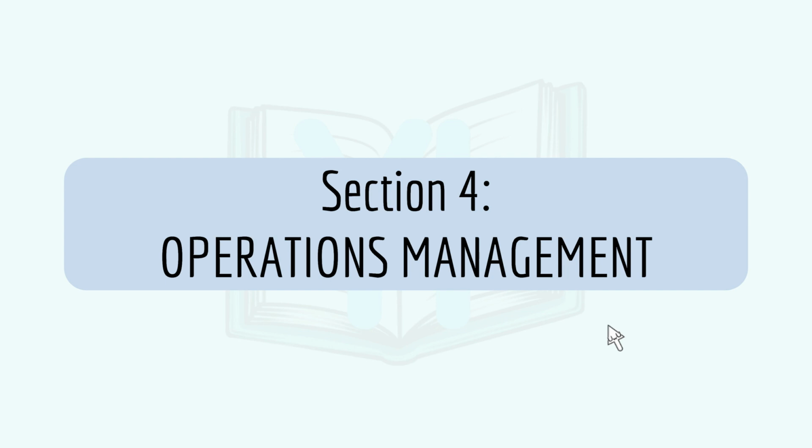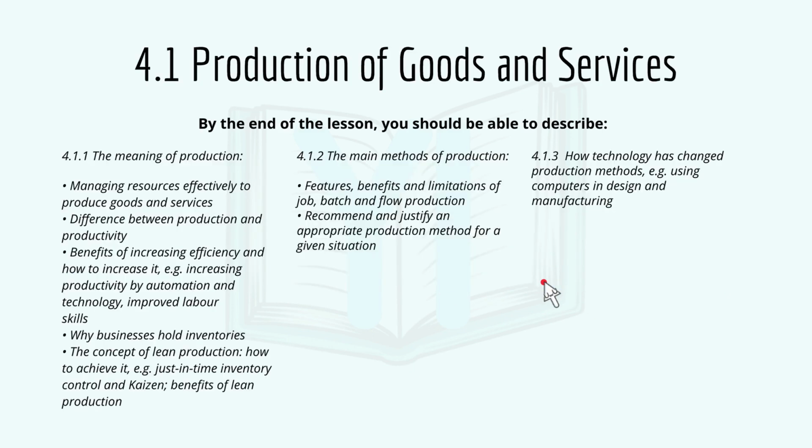Welcome to a new video for IGCSE Business Studies. And today we have a new section, which is Section 4 for Operations Management. And for the first lesson for Section 4, we have 4.1, the production of goods and services. And by the end of the lesson, you should be able to describe 4.1.1, the meaning of production, 4.1.2, the main methods of production, and 4.1.3, how technology has changed production methods, for example, using computers in design and manufacturing.